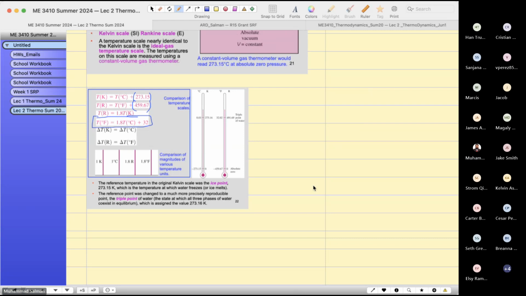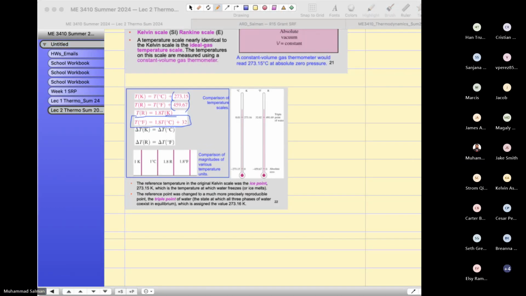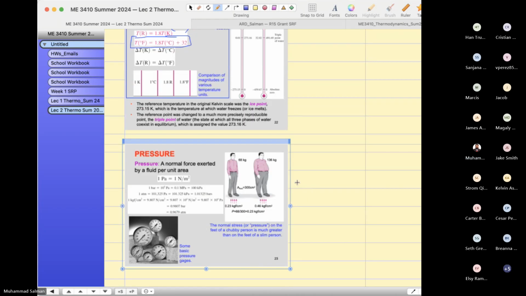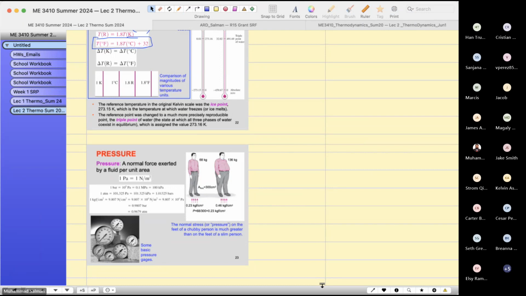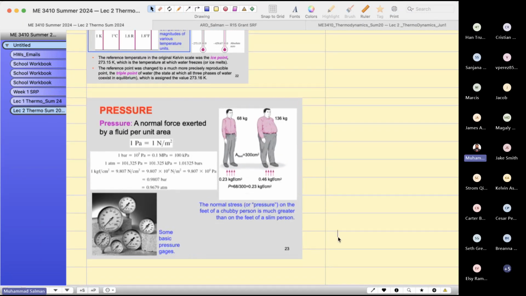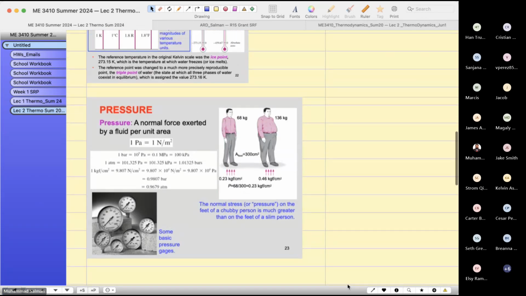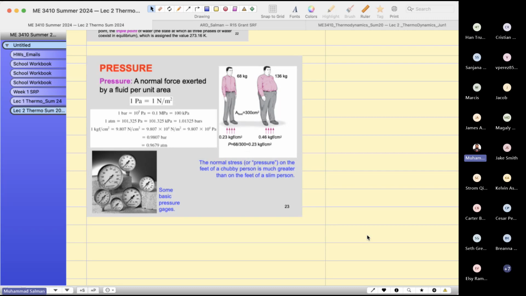Okay. Now we have to go over here. The pressure is defined as the force per unit area, and the different units of pressure are mentioned here. 1 bar equals 10 to the 5 pascals, or 0.1 megapascal, or 100 kilopascals.